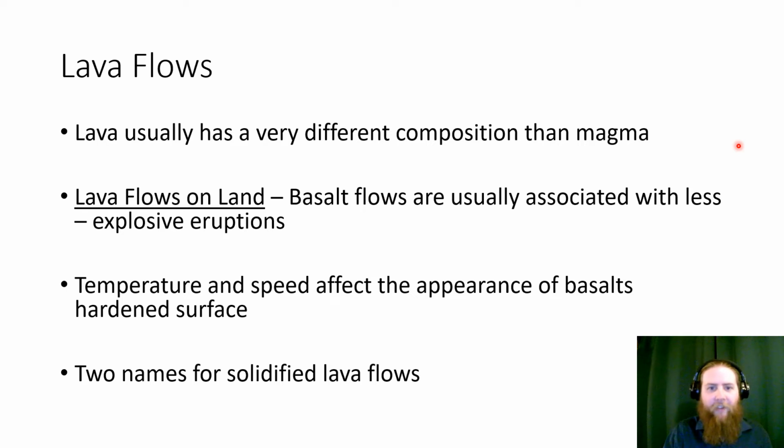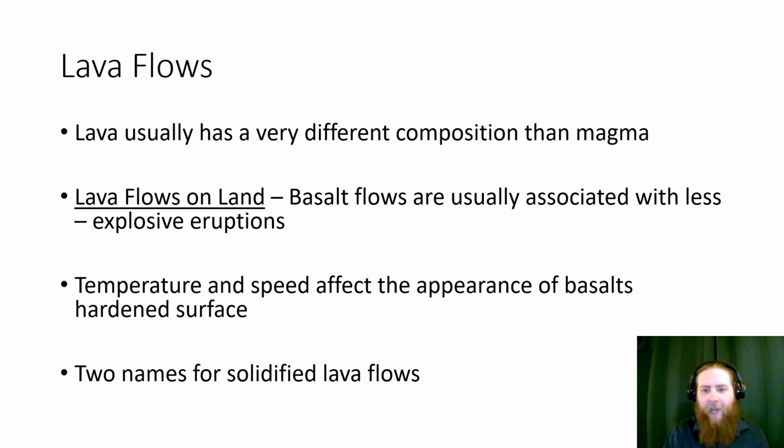All right, lava flows. Lava usually has a very different composition than magma. Lava is magma at the surface. Lava is going to flow on land, and these basalt flows from this lava are usually going to be less explosive. The temperature and the speed of the lava are going to affect the appearance of the basalt's hardened surface.